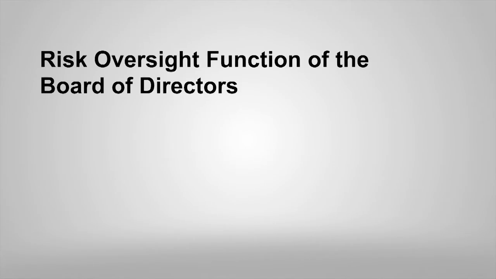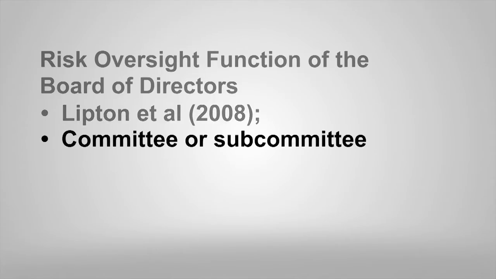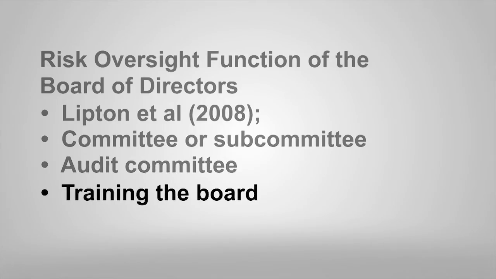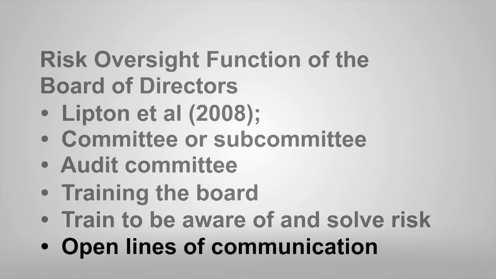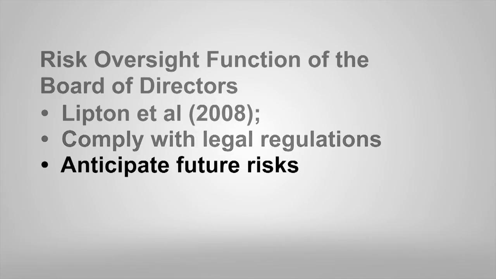Let us look at the risk oversight function of the Board of Directors. Lipton offers several recommendations for improving risk oversight. Committee or subcommittee performing risk oversight function, audit committee, training the board to be good risk managers, compose the board of people trained to be aware of and solve risk, open lines of communication, comply with legal regulations, and anticipate future risks.